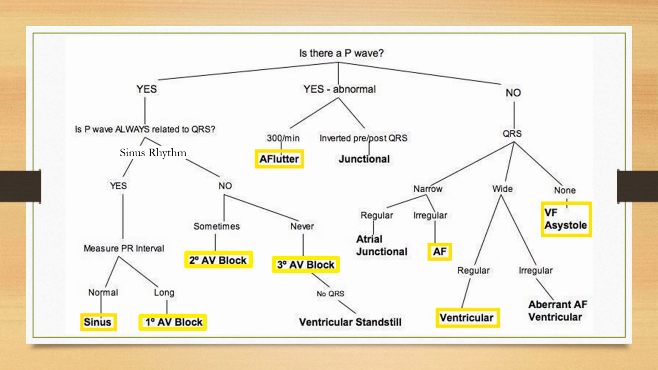Third degree block. Okay, so we can see P waves going through, but they're not associated with the QRSs at all. They're still being generated by the SA node, but they're totally blocked at the AV node. So you can see P waves marching through the whole rhythm strip, and you can see a very slow rhythm of QRSs, and they're being generated by the ventricles completely. That's a third degree block. Okay.